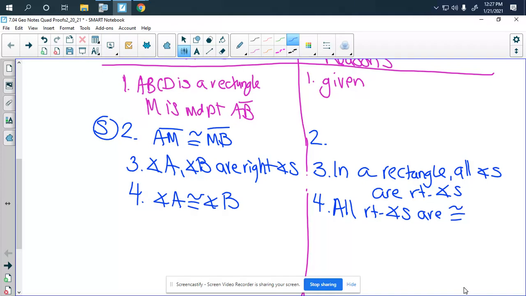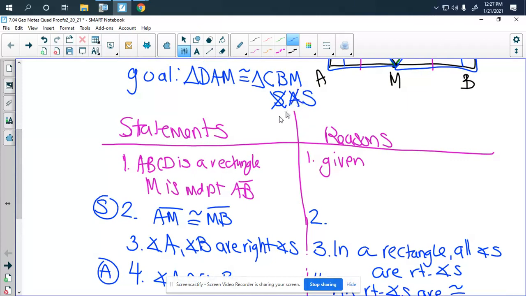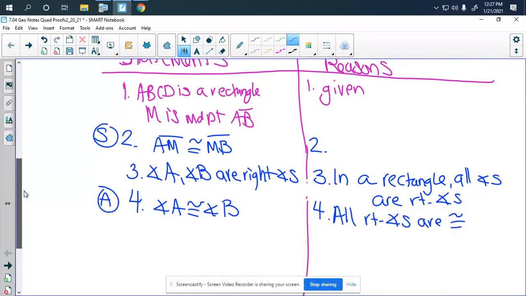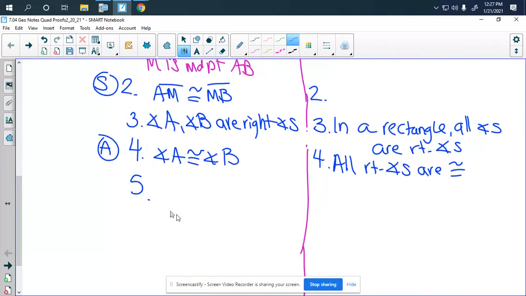All right, so now that gives me a pair of angles congruent. So I can mark that off. I still need another pair of sides to be congruent before I can get those triangles to be congruent. So where am I getting my third pair of sides? We marked off segment DA congruent to segment CB.